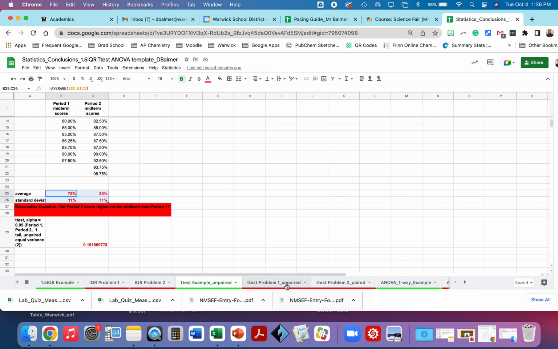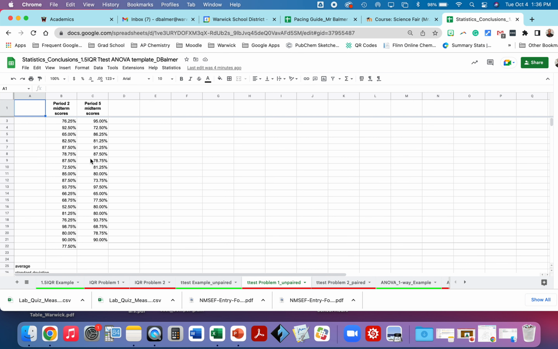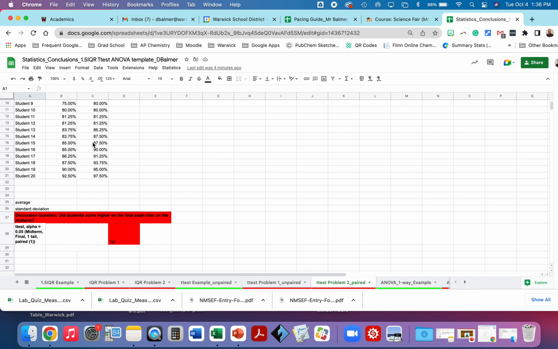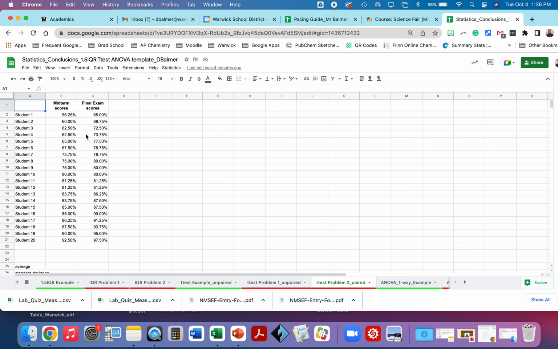So in practice problem number 1, you're going to do very similar to what I just did. And then in practice problem number 2, the only difference is that it's going to be a one-tailed paired t-test, because you want to see, did students do better on the final exam than they did on the midterm score?